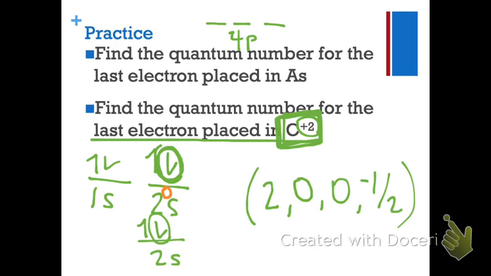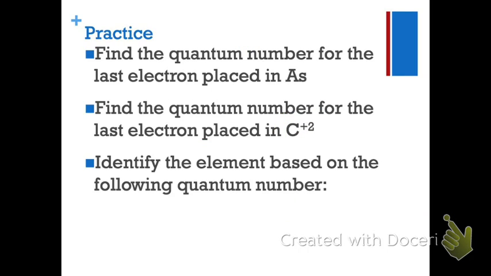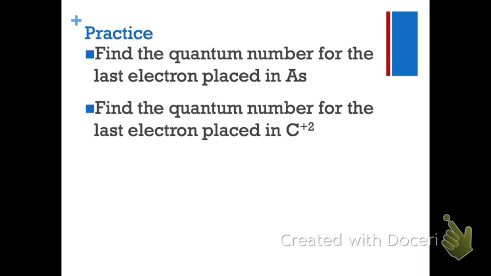That's it. Okay? Try the last one here on your own, and then we're going to do a couple from the quantum number to find the element. Oh, never mind. I have this for you. Let me give you one more on your own. Give me the quantum number for the last electron in nickel.